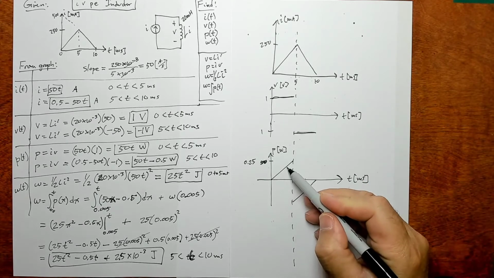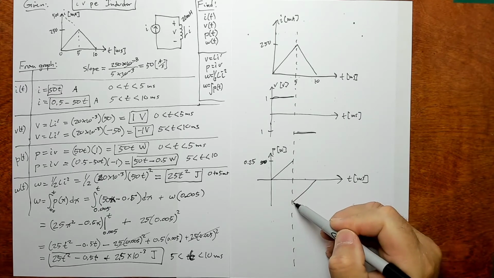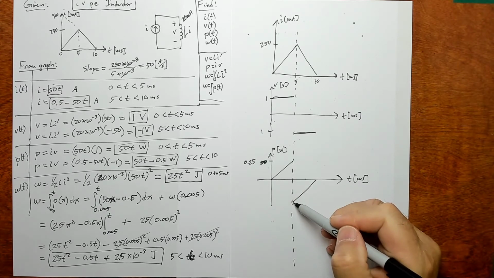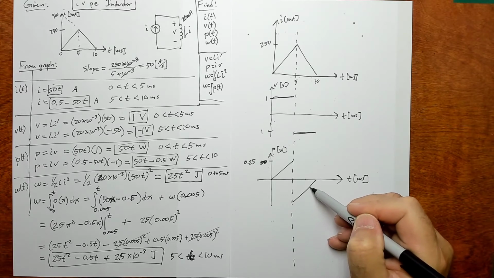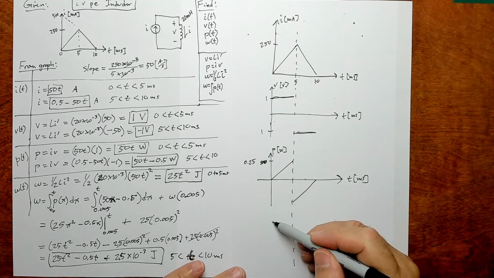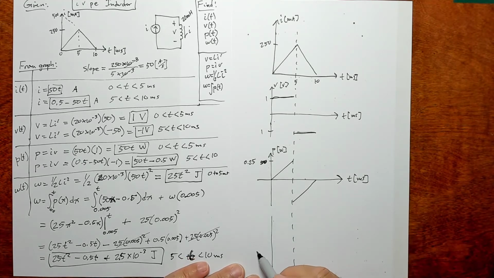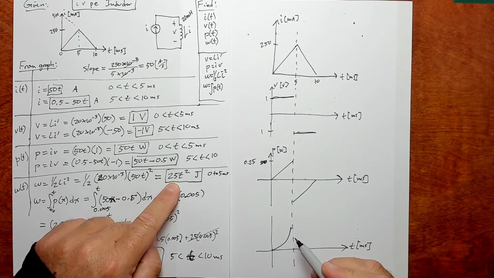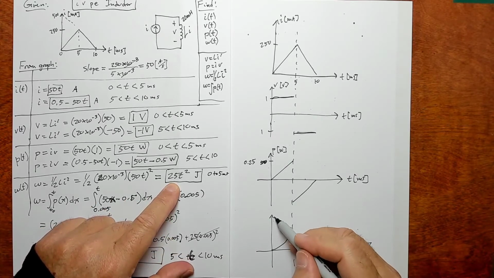So it's coming into the device and then immediately flips instantaneously to leaving the device, and then decreasing in the rate. And then the W curve is going to be positive the whole way, because this is the energy stored in the device, so it's always going to be positive. And it comes up like this squared thingy, this 25t squared. So it's just like that kind of thing.